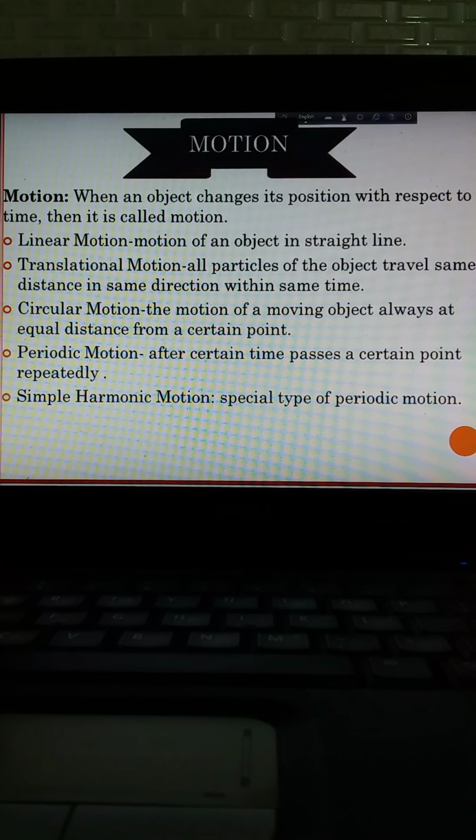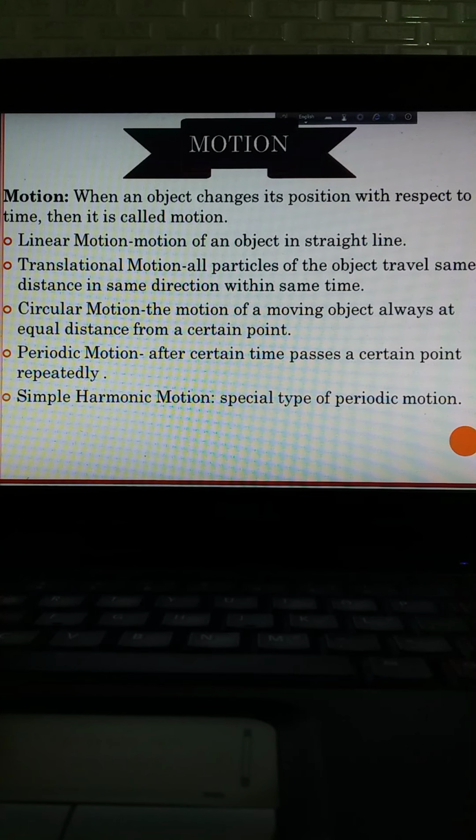Periodic motion: if the motion of an object is such that after a certain time it passes a certain point repeatedly, then it is called periodic motion. Simple harmonic motion is a special type of periodic motion, where in a full time period the object passes back and forth. That means it passes part of the time in one direction, and the rest of the time in the opposite direction. Then that is called simple harmonic motion.